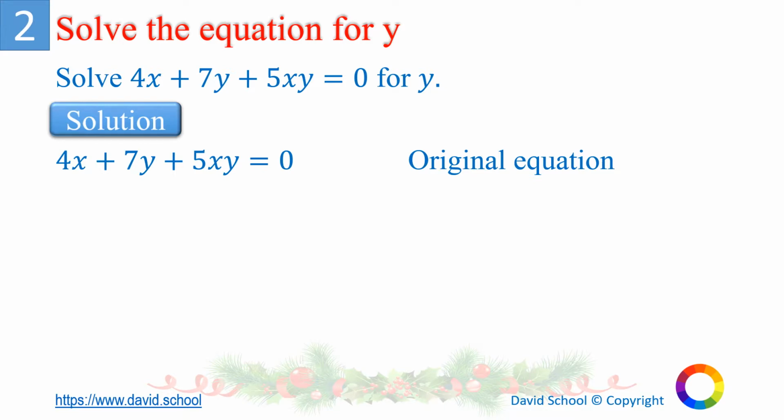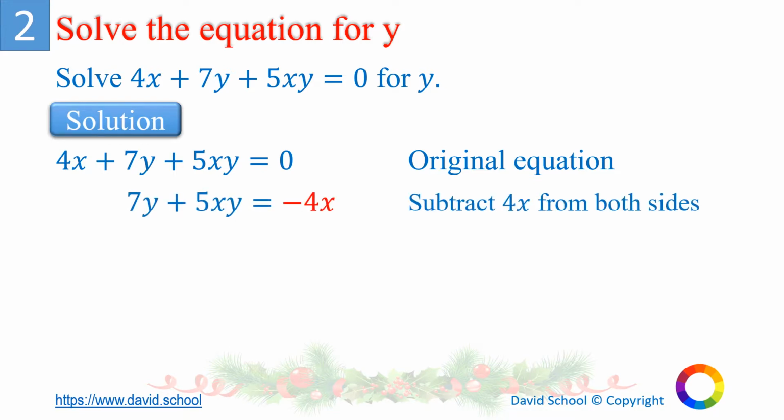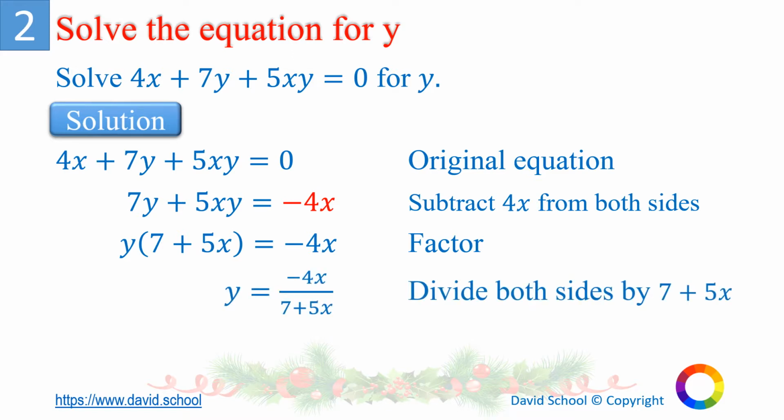In order to cancel 4x, subtract 4x from both sides. Then we get 7y plus 5xy equals negative 4x. On the left side, you write 7y plus 5xy into factors. Then we get y times 7 plus 5x equals negative 4x. Now divide both sides by 7 plus 5x. We get y equals negative 4x over 7 plus 5x.